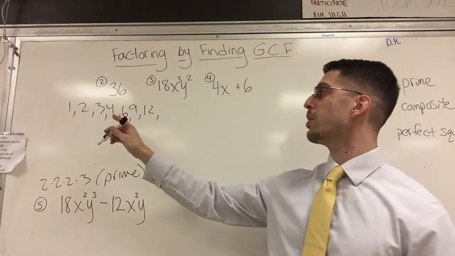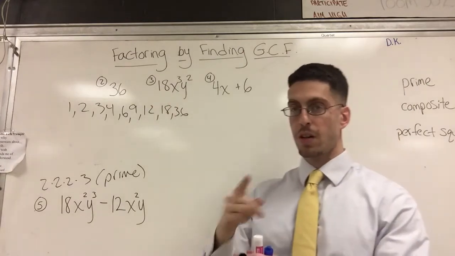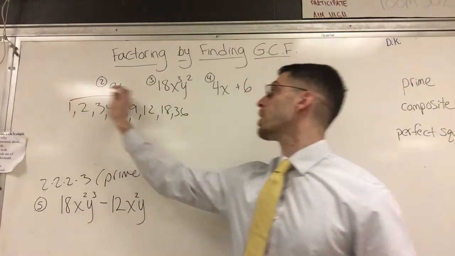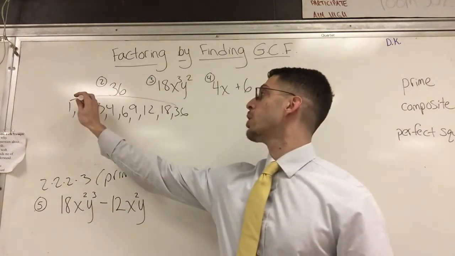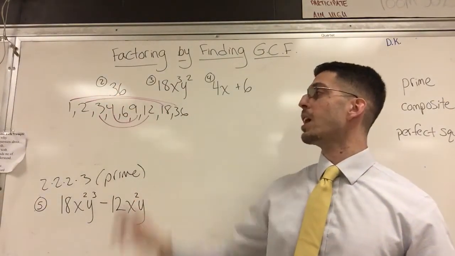Can I skip ahead now to 18? And then of course 36. So check this out. 1 and 36, that's a pair. 2 and 18, that's a pair. 3 and 12, that's a pair. 4 and 9, that's a pair.